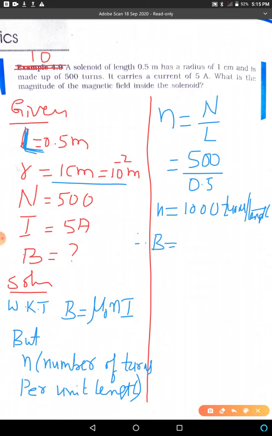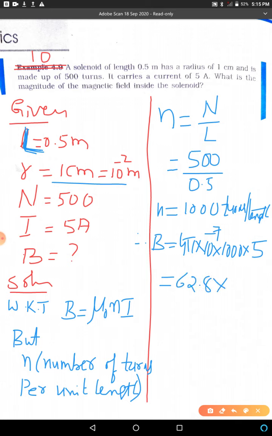B is equal to mu naught, that is 4 pi into 10 power of minus 7, into n, which is 1000, that is 10 power of 3, into I. What is the current flowing? 5 ampere. So take the calculator: 3.14 into 5 into 5, that will be equal to 62.8.